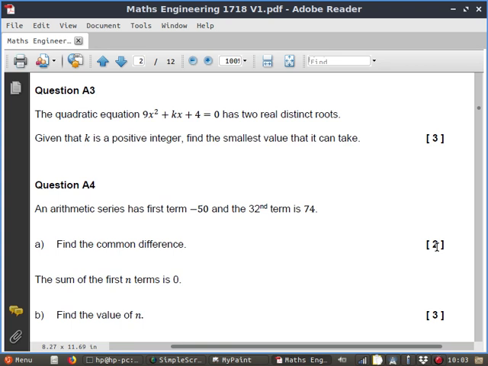The smallest, sorry Ben. K is a positive integer, so that means K could be like 5, 4, 3, 2, 1. And it's the smallest. Find the smallest K. What's integer? Integer is minus 3, minus 2, minus 1, 0, 1, 2, 3. Oh, it means Z. Yeah. You're not American. You're Irish.